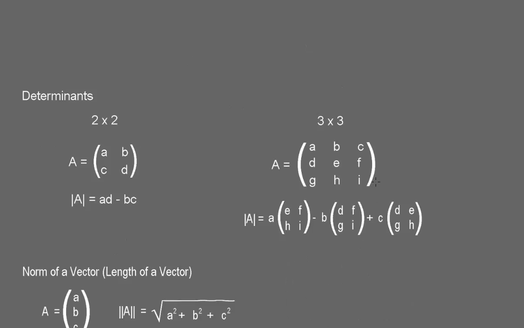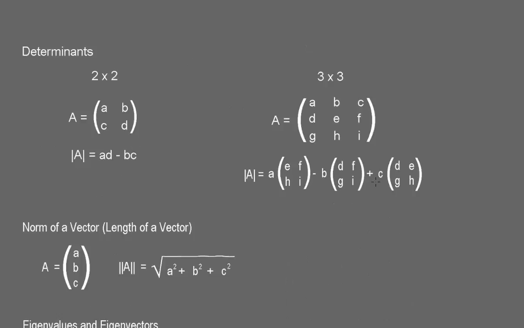Now the next concept used on the exam are determinants. The most likely matrix sizes to be tested would be a 2 by 2 or a 3 by 3. With a 2 by 2 matrix, to find the determinant, you simply go a times d minus b times c. So ad minus bc.